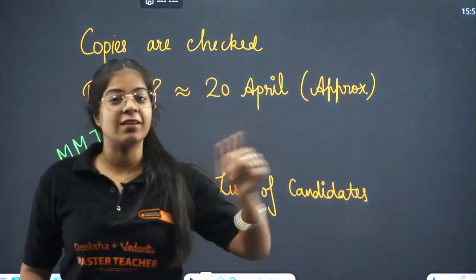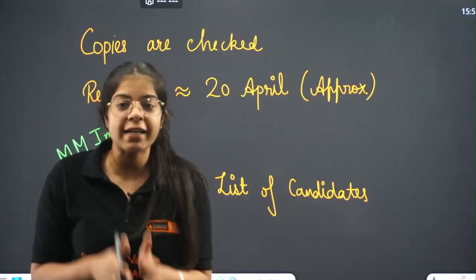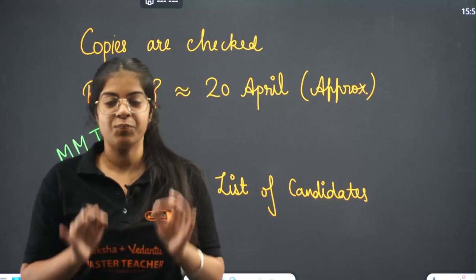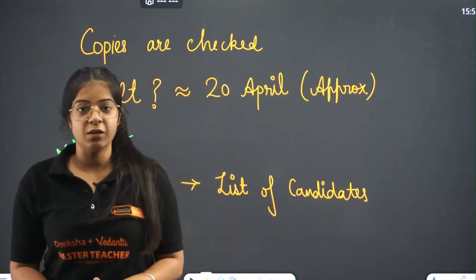First, your copies are checked. CBSE has told us that all the copies are checked, so anytime they're going to release your results, mostly around 20th April. Not the exact date, give or take 2-3 days, but around 20th April your result will be declared.